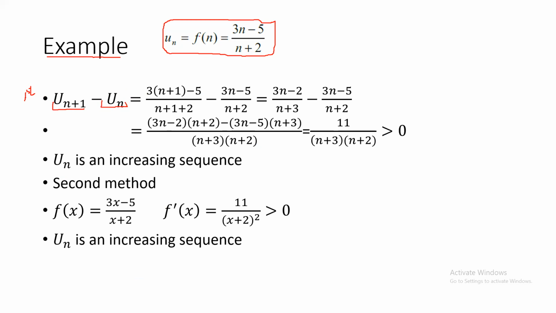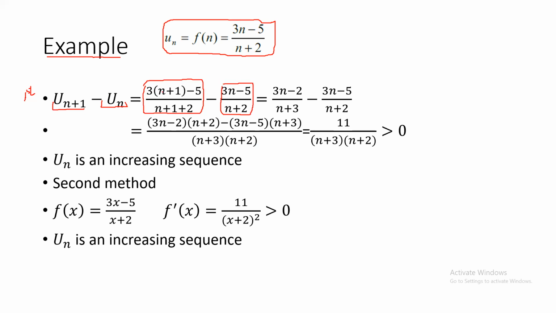How to get un plus 1? We replace each n by n plus 1. un plus 1 is determined from un by replacing n by n plus 1. We will get 3 into n plus 1 minus 5 over n plus 1 plus 2. Any questions on how we calculate this one? No. Minus un is minus 3n minus 5 over n plus 2.